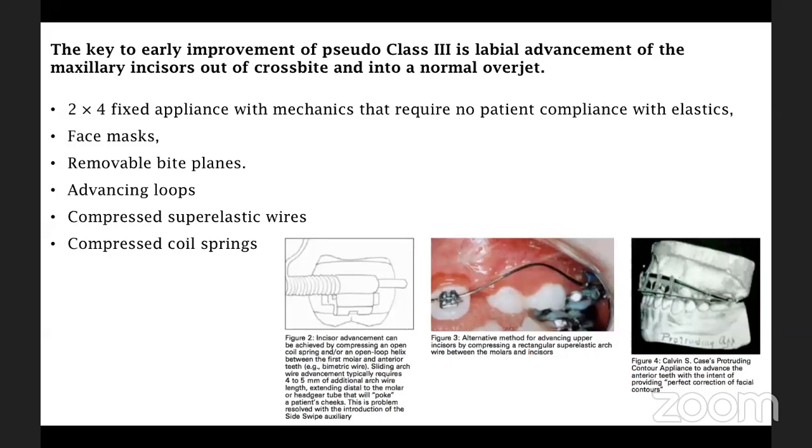So do you want me to repeat? Yeah, please repeat it little bit. The previous slide, I guess. No, this one only. Okay.